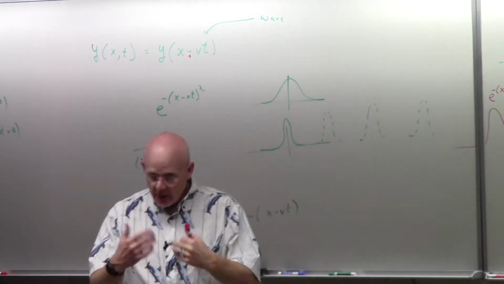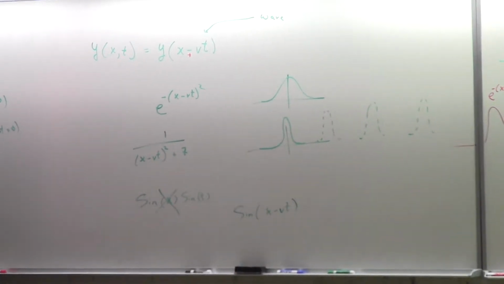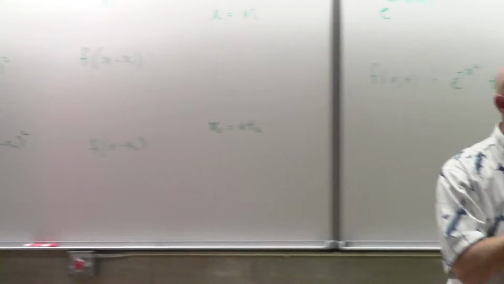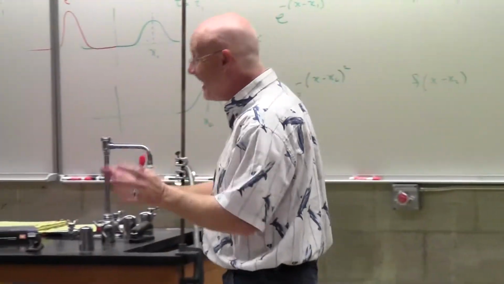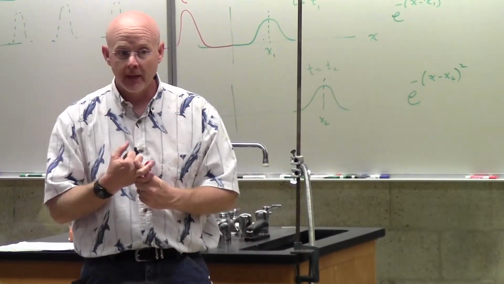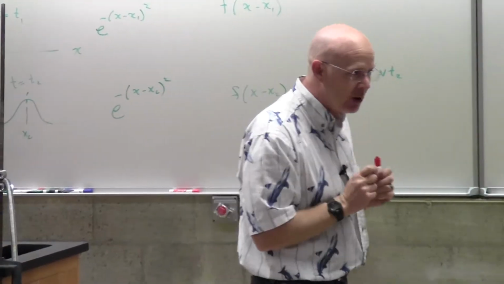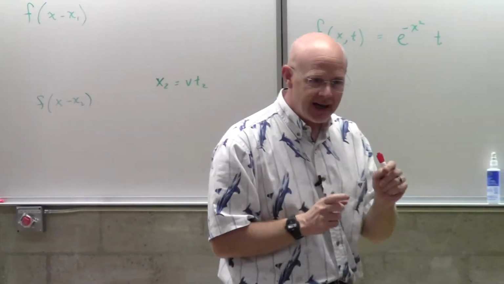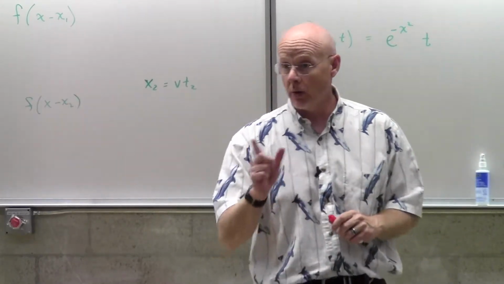So again, to be a wave, this is what we call our wave equation. It can be any function. It can be Gaussian, it could be Lorentzian, it could be the trig functions, it could be logarithms, it could be anything you want. But it has to have both x and t, and they have to be connected by that little tiny equation on the inside, x minus vt or x plus vt. Either one will work.